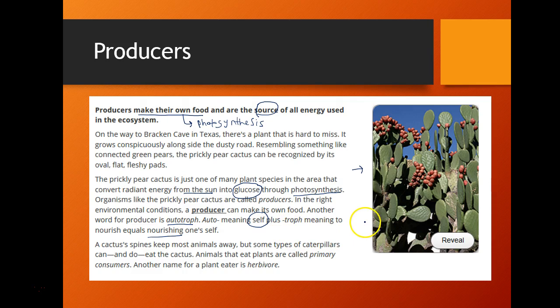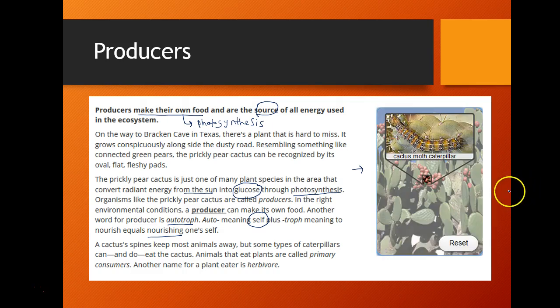So this cactus, its main job is to produce energy through photosynthesis, but in order to pass on that energy, there need to be some organisms that consume it. Even though it doesn't look like there would be any organisms on the cactus, if we were to look closely, we would see this cactus moth caterpillar. This caterpillar is uniquely adapted to this environment where it is able to feed on the cactus. And so here we see a consumer, an organism that eats another organism, in this case a producer.